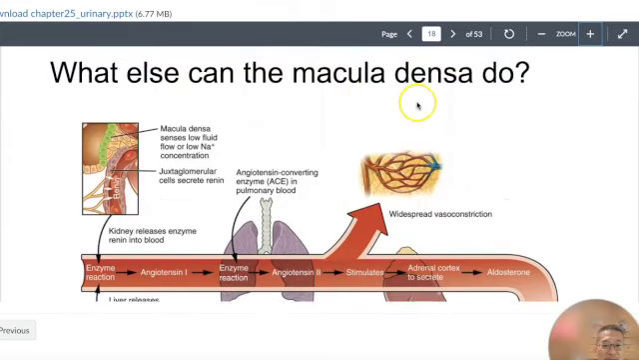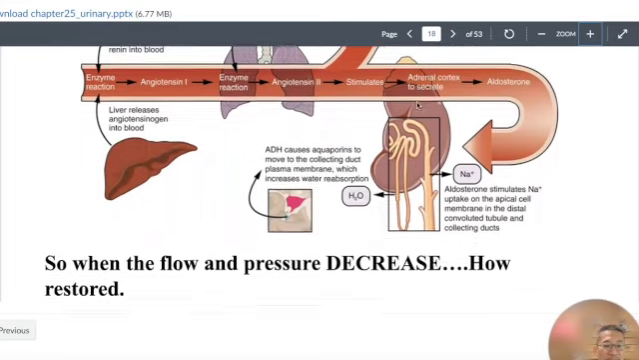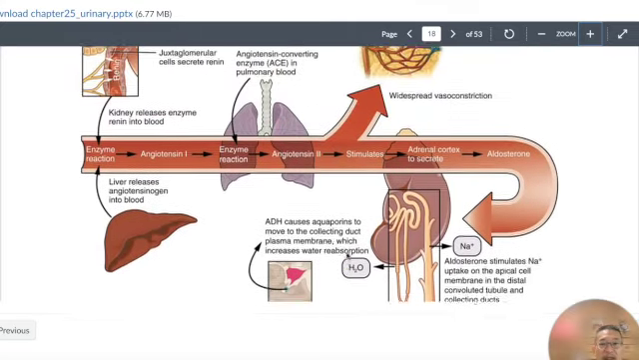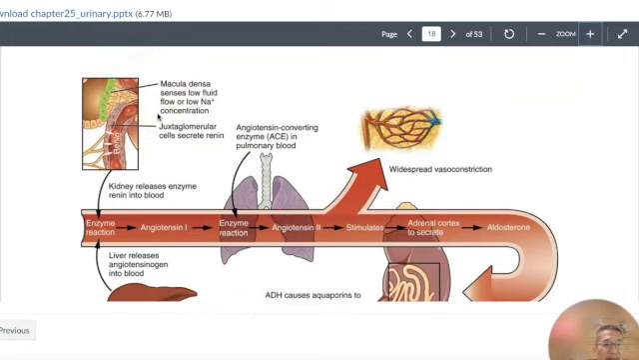What else does the macula densa do? This is where the blood pressure comes in. When the flow and blood pressure decrease, your glomerulus will feel it. The macula densa will sense a low fluid flow, so it's not enough, or a low sodium concentration. Then the juxtaglomerular cell will secrete something called renin.